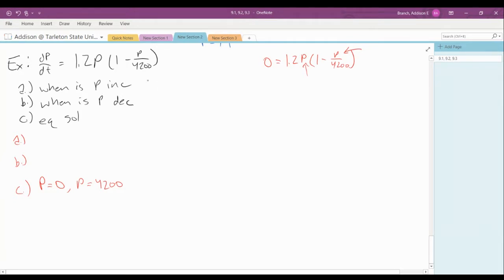So now we have to think about when we're increasing and decreasing. When our population is increasing, we know that dP over dt is greater than 0. When we're decreasing, it is less than 0. So if we're greater than 0, we can think back to how we defined our growth rate, and we can also solve for it just for kicks. But we had essentially said that we have to be growing if we're in between 0 and 4200.